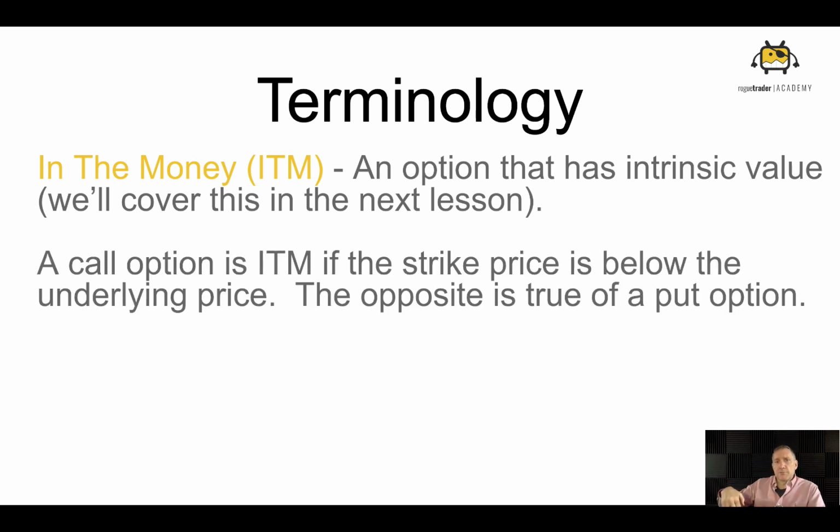So the call option is in the money if the strike price is below the underlying price. That's what we want, right? If we think something's going up, we want to buy it. We want the market price to go above our strike price. So it's in the money if that strike price is below the current market price. And the exact opposite is true of a put.